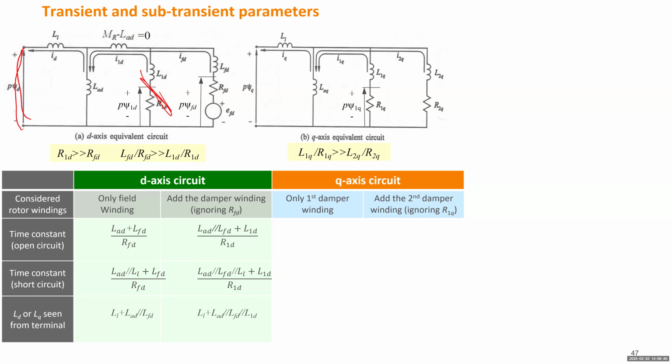Second column, we add that damper winding. When we add that damper winding and open the circuit, we have everything here. And because we know the R1D is much bigger than RFD, we can ignore the RFD.